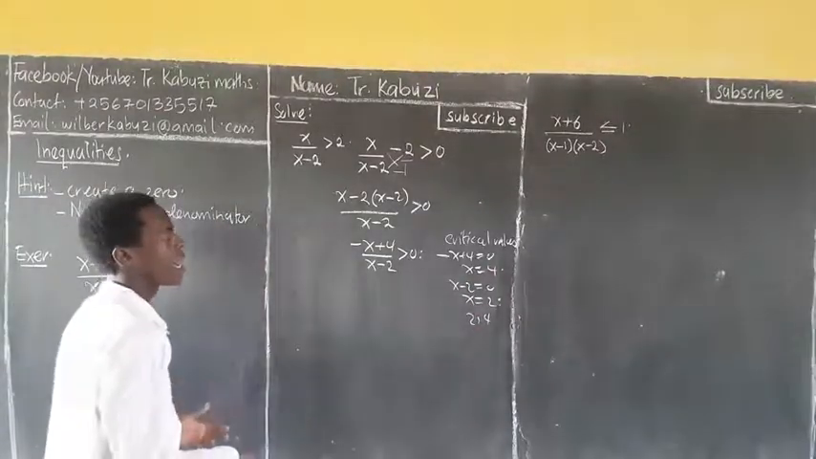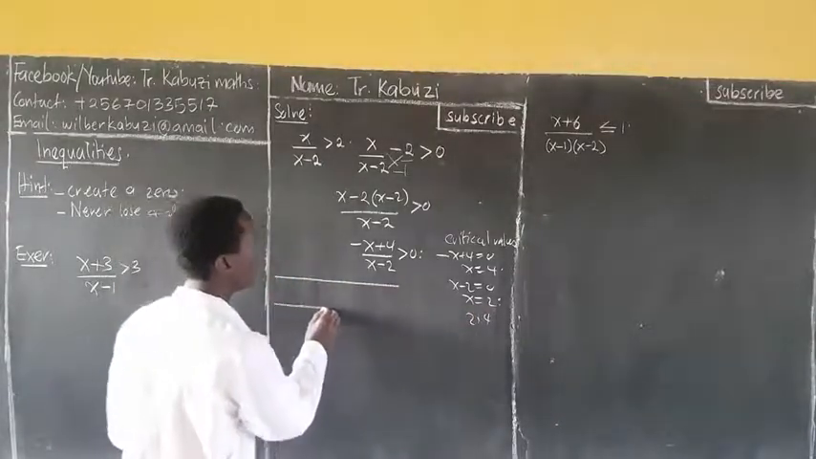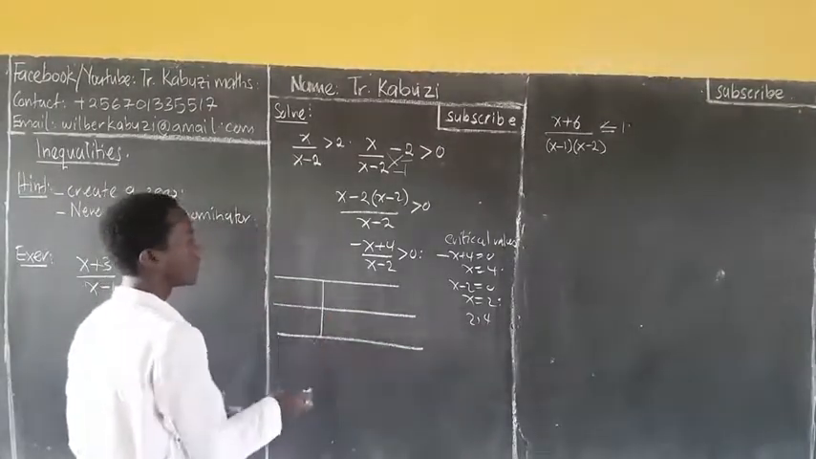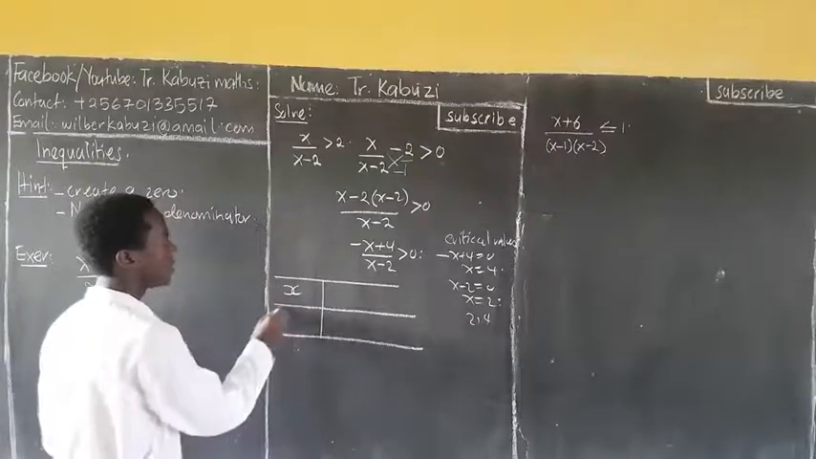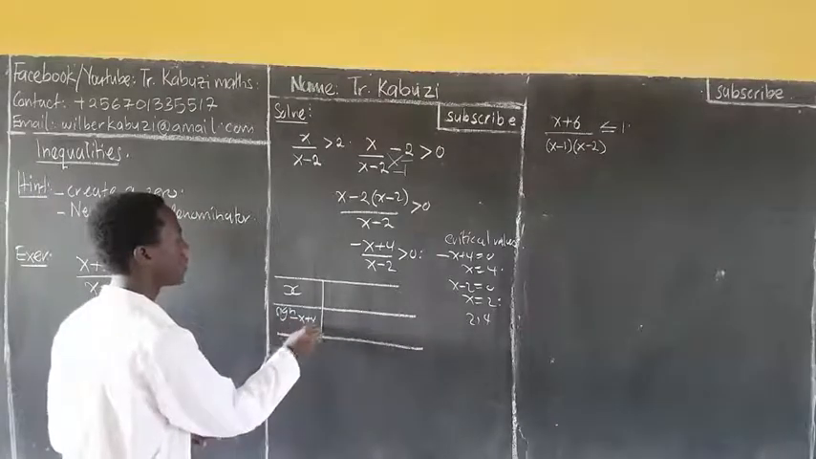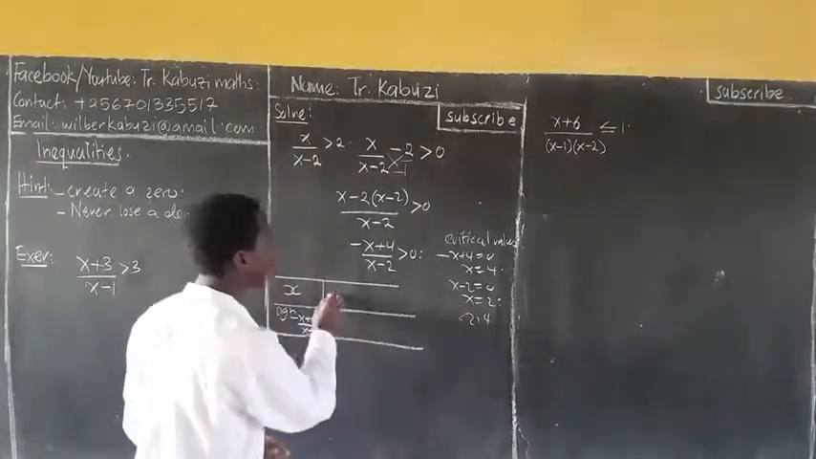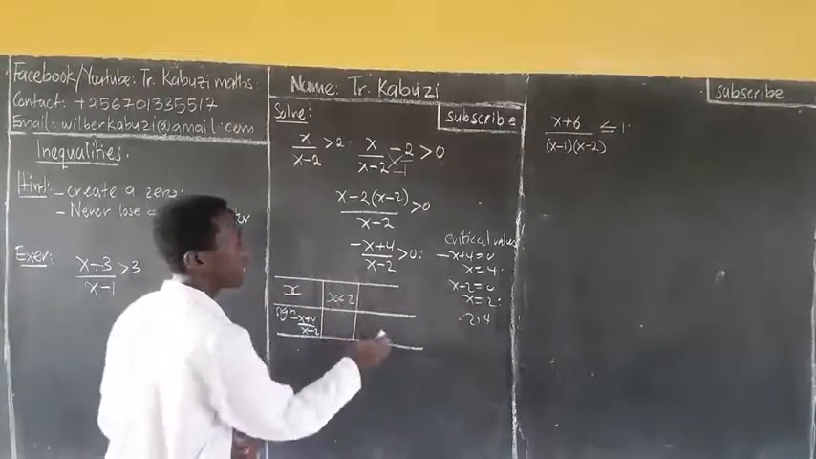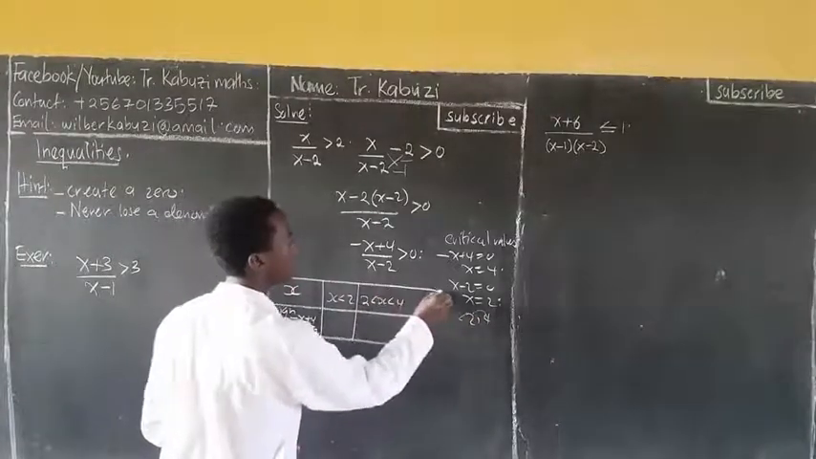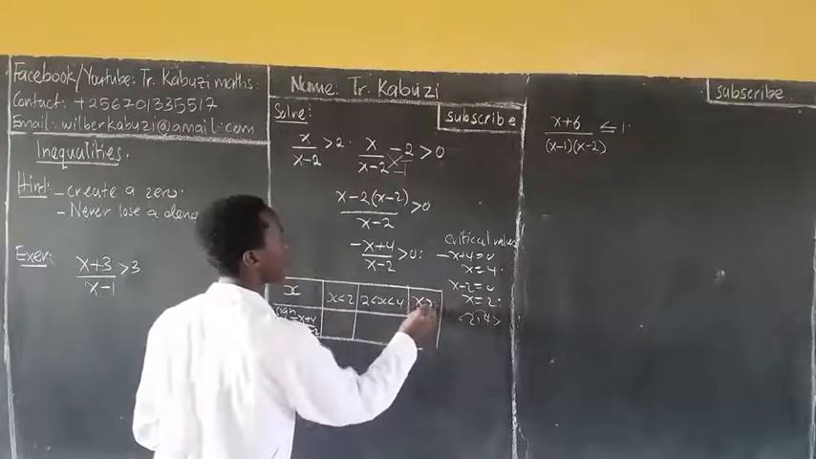Now here you do what we call the analysis table. You draw your table. If you have two critical values, you draw 3 columns. This row I'm going to make the value of x. Here I want the sign of negative x plus 4 over x minus 2. Then I analyze below 2, so x below 2. Then between 2 and 4. Then above 4, x above 4.